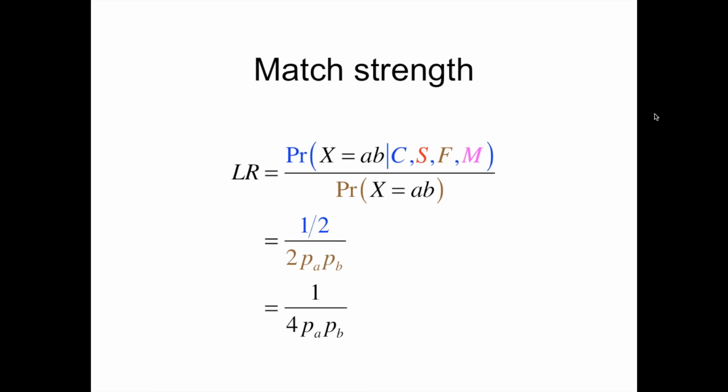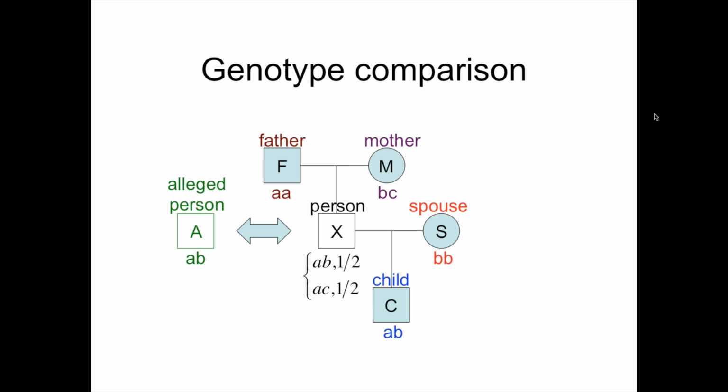So let's do the calculation of the match strength. If the likelihood ratio, as shown on the first line, is the posterior probability that X, the genotype X, has the value AB, divided by the prior value that it has the value AB, well, we know what these values are. The posterior probability, shown in blue, we had calculated to be 1/2. It's right there in the center of the genotype probability slide.